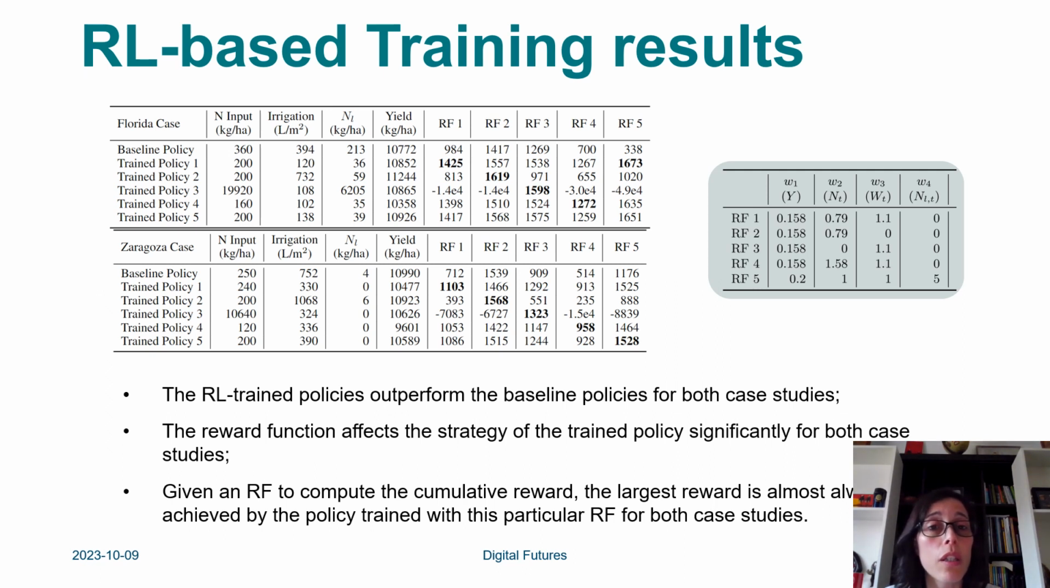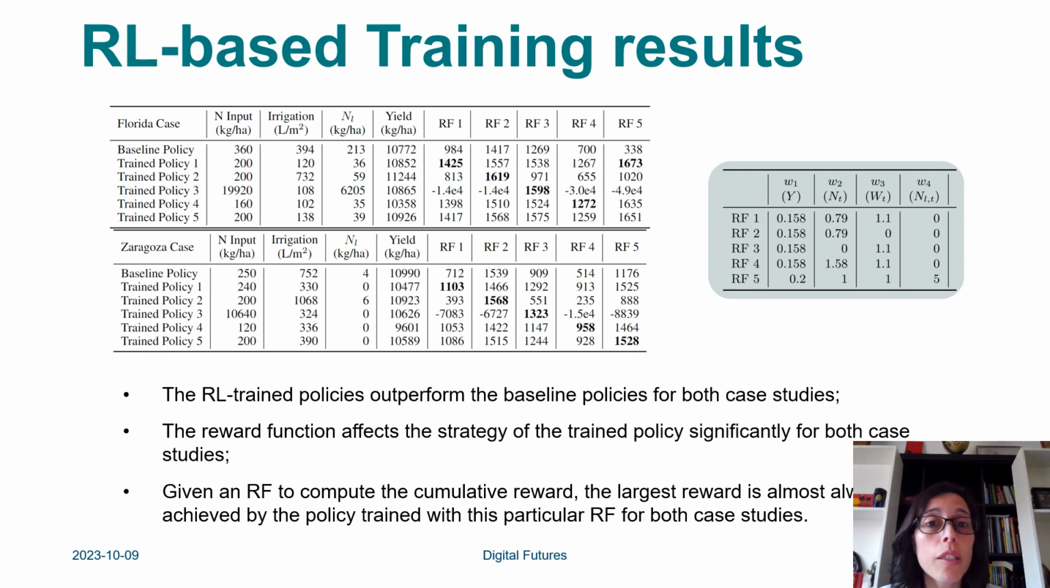So compared with reward functions 1 to 4, which consider economic profit only, reward function 5 also includes the additional term of nitrate leaching, which is a major cause of environmental problems, including eutrophication of water resources and soil degradation. Given the 5 different reward functions shown on the right, we achieved 5 different trained policies, and each trained policy X is trained using reward function X.